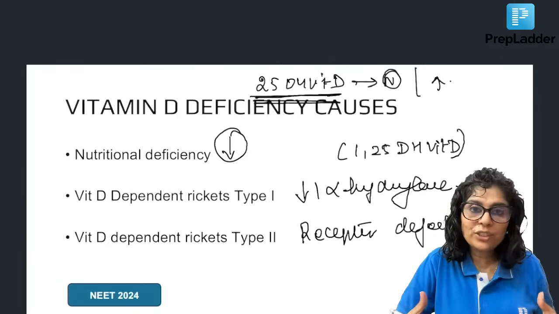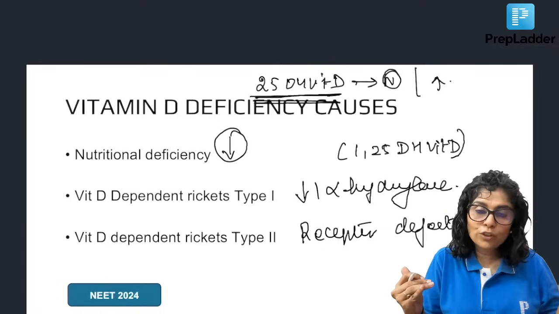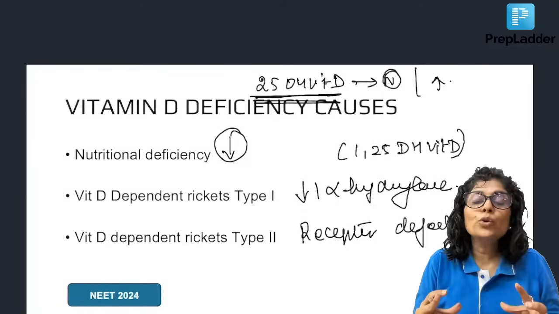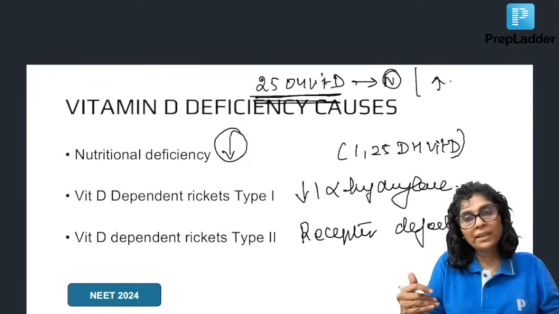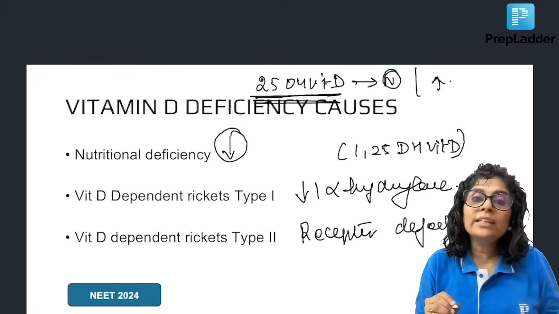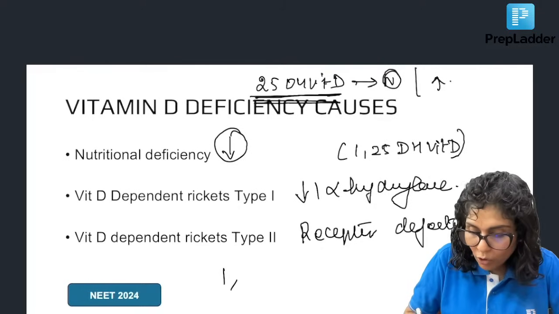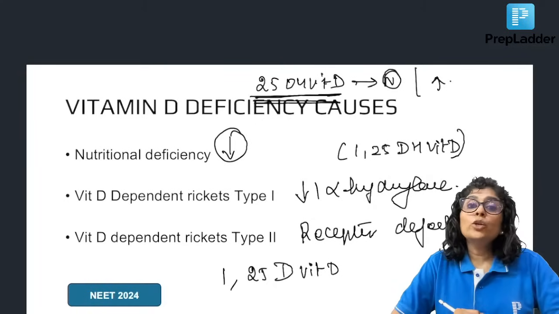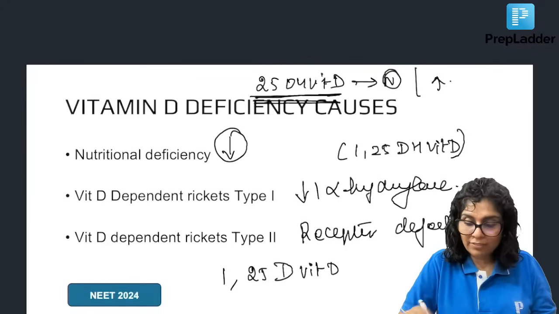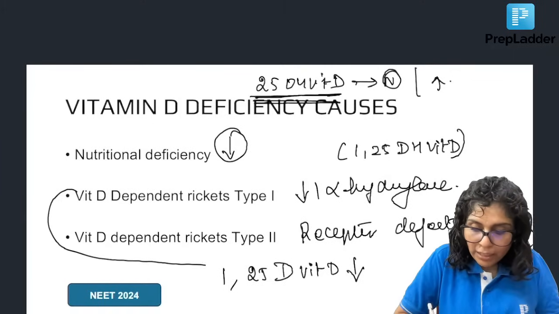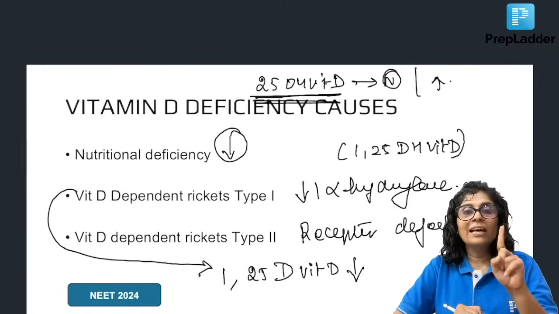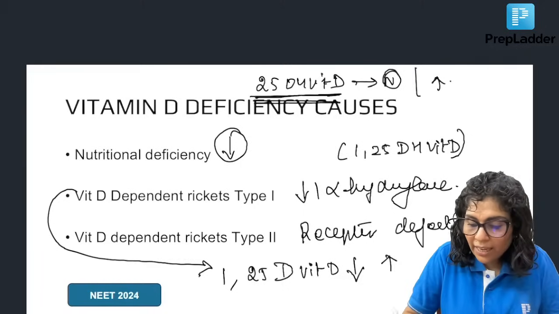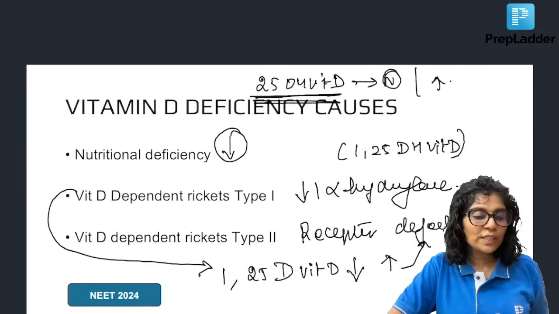Logical, right? In nutritional deficiency, the value will be low. Whenever there is a 1-alpha hydroxylase defect or receptor defect, the 25 hydroxy vitamin D levels will be normal or high. That is how you can find out whether it is nutritional deficiency or vitamin D dependent type 1 or 2. How will you find out whether it is 1 or 2? You estimate 1,25 dihydroxy vitamin D levels. If the value is low, it is vitamin D dependent rickets type 1, because 1-alpha hydroxylase activity is less. If the value is high, it is a receptor defect.